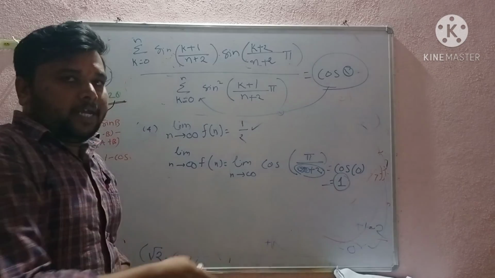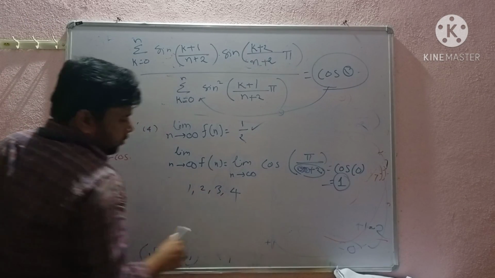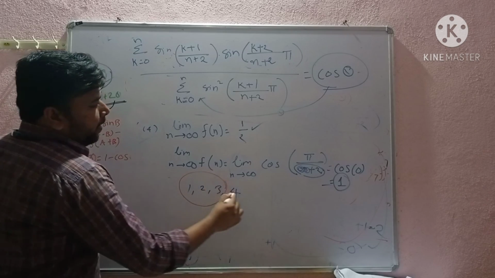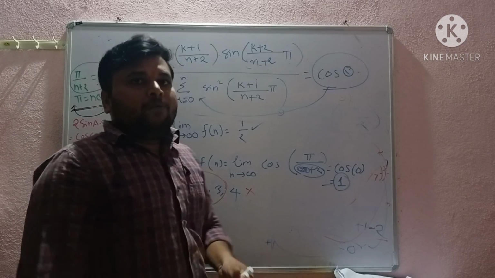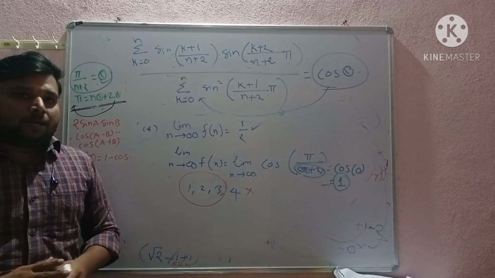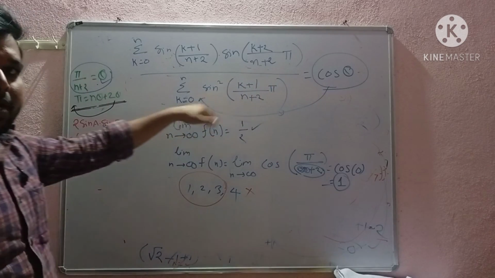So we can tell that out of the four options 1, 2, 3, 4, three options are correct and the fourth one is wrong for the first mathematical problem. So we will proceed to the second mathematical problem after completing this one. Let's start the second mathematical problem.